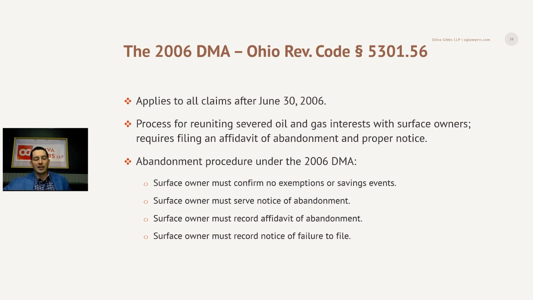Under the 2006 DMA, the surface owner must confirm no exemptions or savings events as outlined on the previous slide. The surface owner must serve a notice of abandonment upon each holder of the dormant mineral interest, or each holder's successors or assigns, by certified mail, return receipt requested, at the last known address of each. The notice must state that the surface owner intends to declare the dormant mineral interest abandoned and contain certain information as outlined in the statute. Lastly, the surface owner must record an affidavit of abandonment and a notice of failure to file.